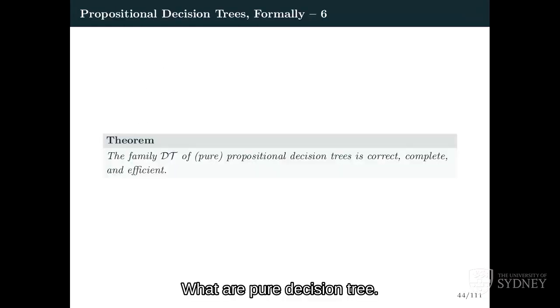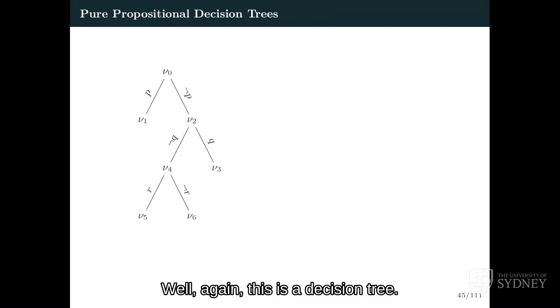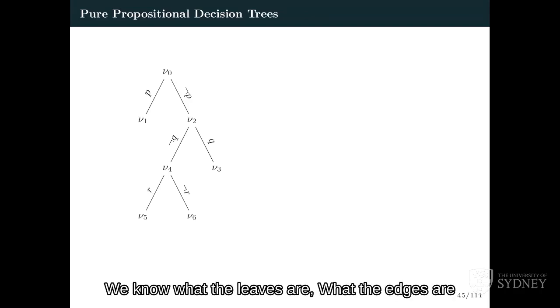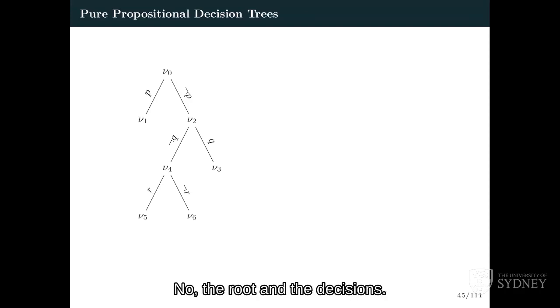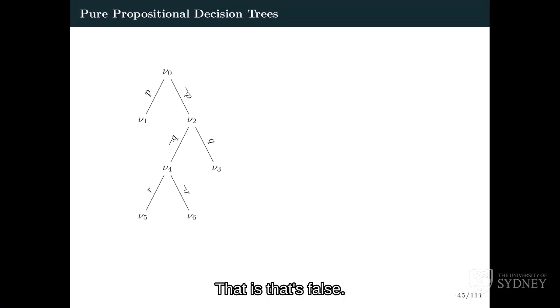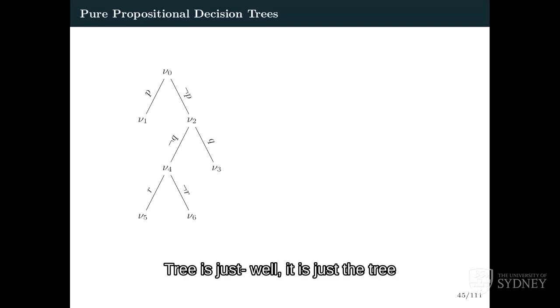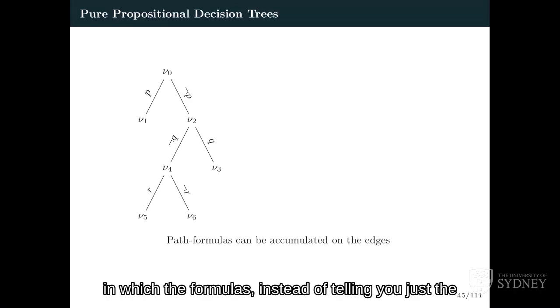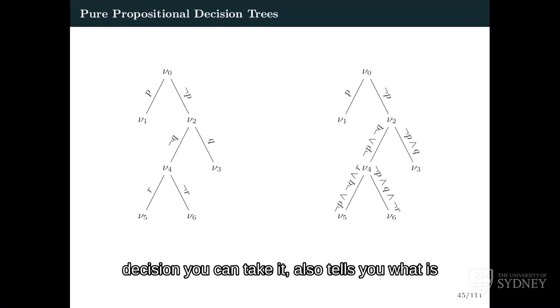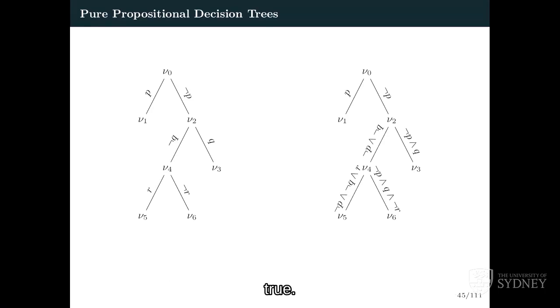What are pure decision trees? Well, again, this is a decision tree. Now we know every part of it. Now we have a name for every single piece. We know what the leaves are, what the edges are, the internal nodes, the root, and the decisions. And we have a way to compute the formulas along the way that the instance falls. A pure decision tree is just a tree in which the formulas, instead of telling you just the decision you can take, also tell you what is true so far.